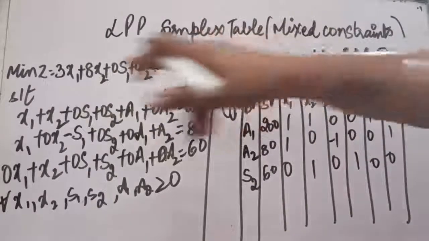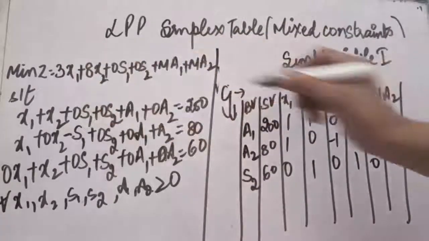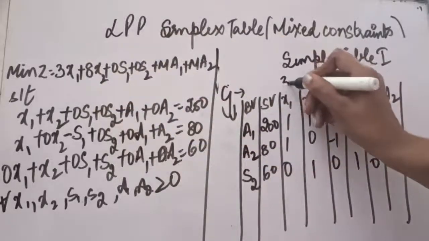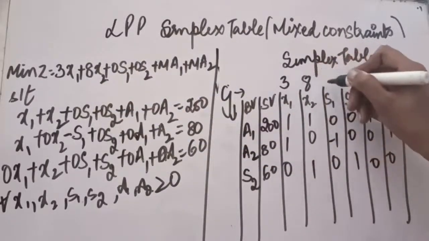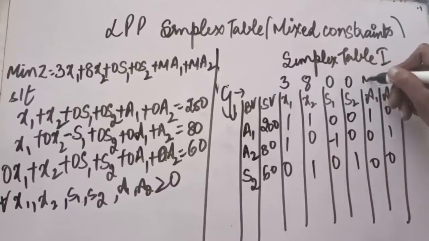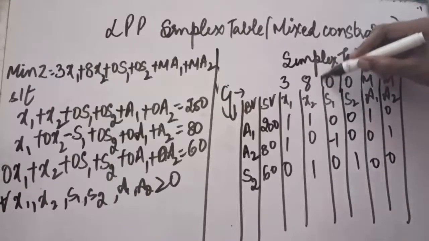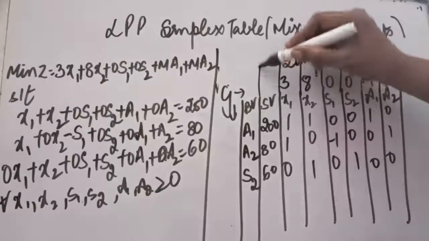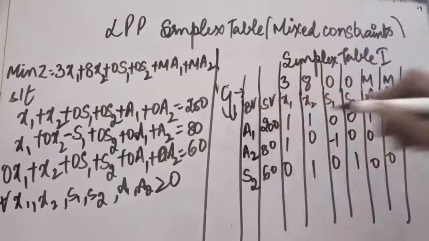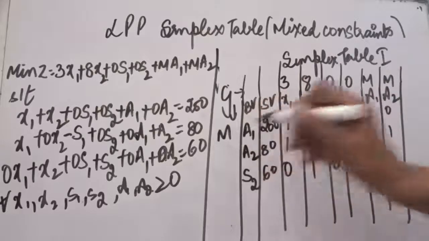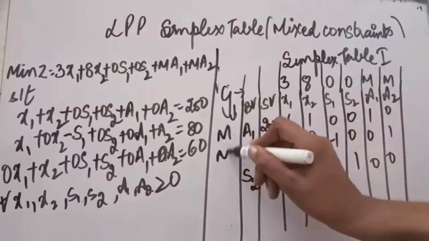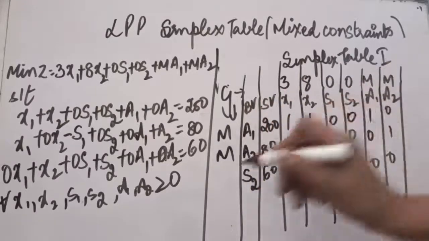Now the values of Cj will be from here. X1's value is 3, X2 is 8, then 0, 0. If it would have been a question of maximization, it would have come with minus M, as I just told you. So these are the values. Now, Cj is above, and Cj is on the other side as well. So for A1, Cj is M. For A2, Cj is M. For S2, Cj is 0.